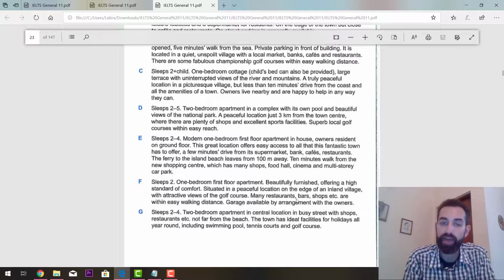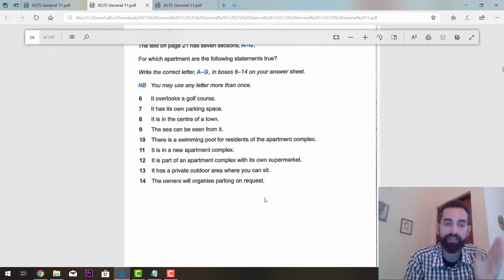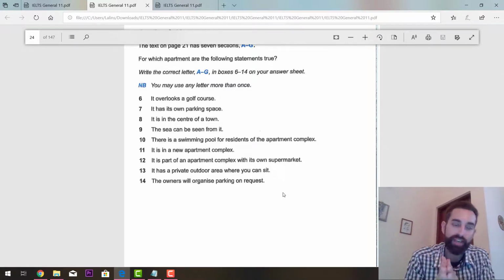Many restaurants, bars, shops, etc. are within easy walking distance. Garage available by arrangement with the owners. Garage, that's private parking for that building. That means that 14 is F. And that is section 1 of the reading test.